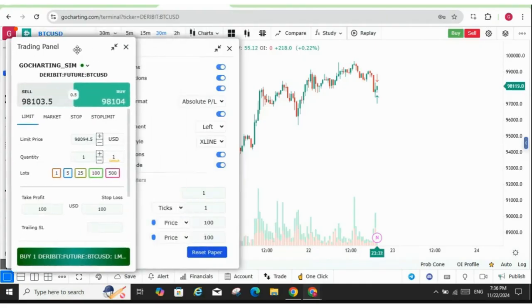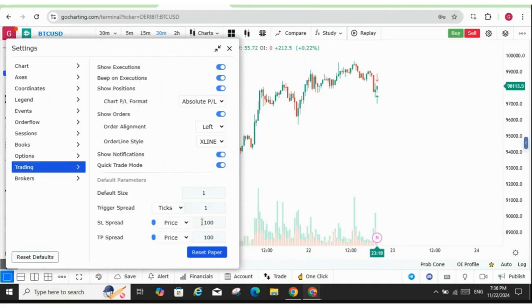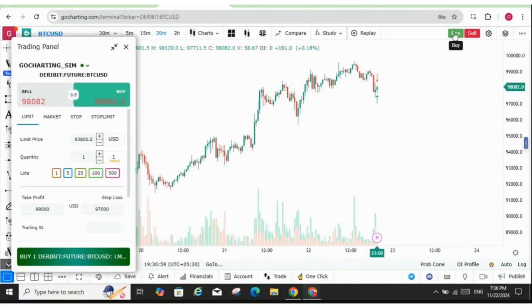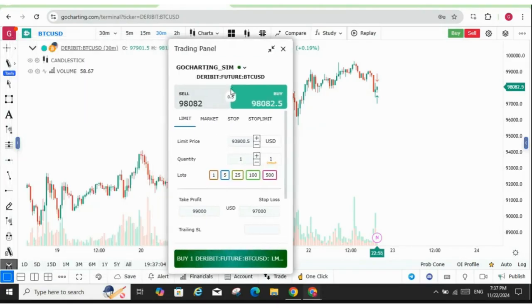Yeah, sorry. So if I want to add, say, a price, for example 98,118. Okay. So what I can do is set my SL spread at, say, 99,000, and my target price, sorry, this is 97,000. And this is 99,000. Okay. If I am setting this and then I go to buy, so this take profit and stop loss is coming. So you can also put the bracket order here.